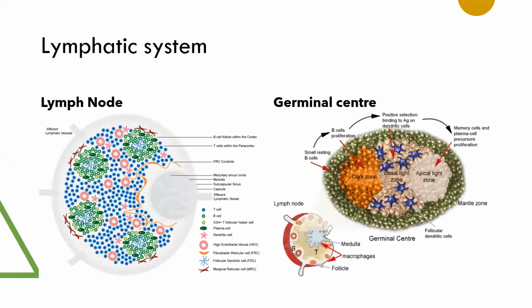Now, what are the major parts of the adaptive immune system? The lymphatic system is the main component of the adaptive immune system. In the lymphatic system, we have the lymphatic vessels. The entire lymphatic system has lymphatic vessels. Let me try to draw, if I can, in this limited space.